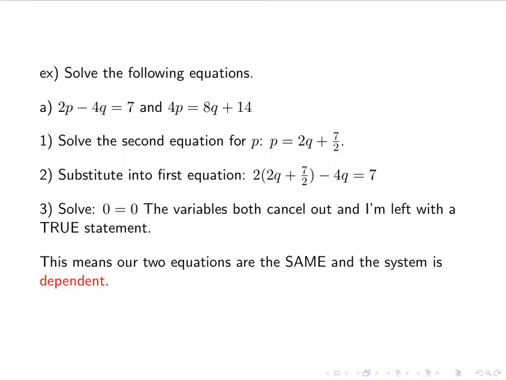When this happens, it means that our two equations were actually the same, and the system is dependent. So if I go back and look at 2p minus 4q equals 7 and 4p equals 8q plus 14, if I put them both into standard form, so with the p's and q's on one side and the constants on the other, or put everything equal to 0, I will see that they are multiples of each other. So if I take the first equation and multiply everything by 2, it's going to be the exact same equation as the second one. So again, that just means our equations are the same, which means our lines are the same, and the system is dependent.